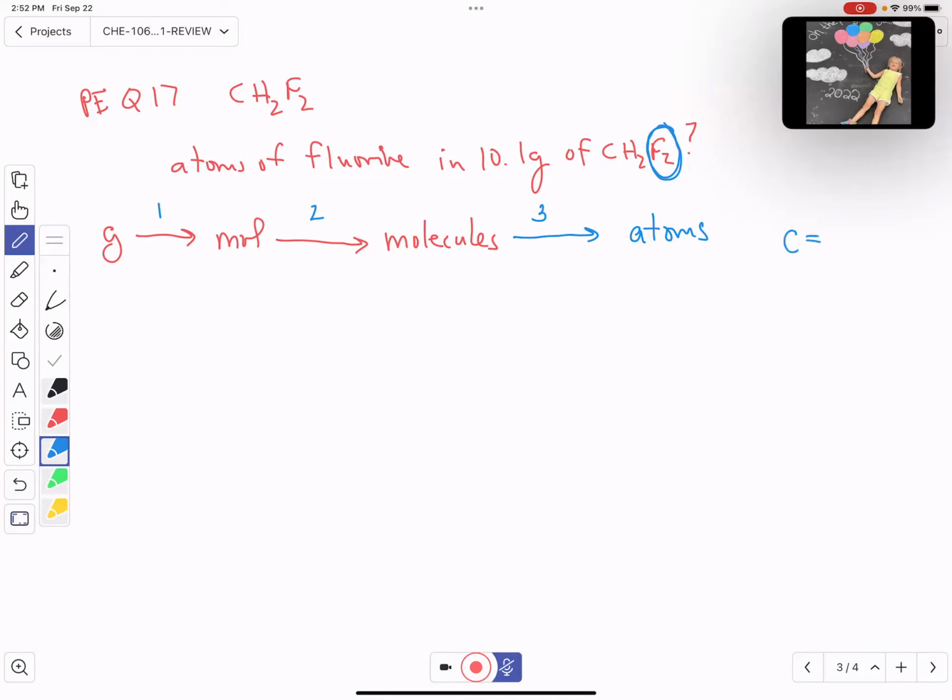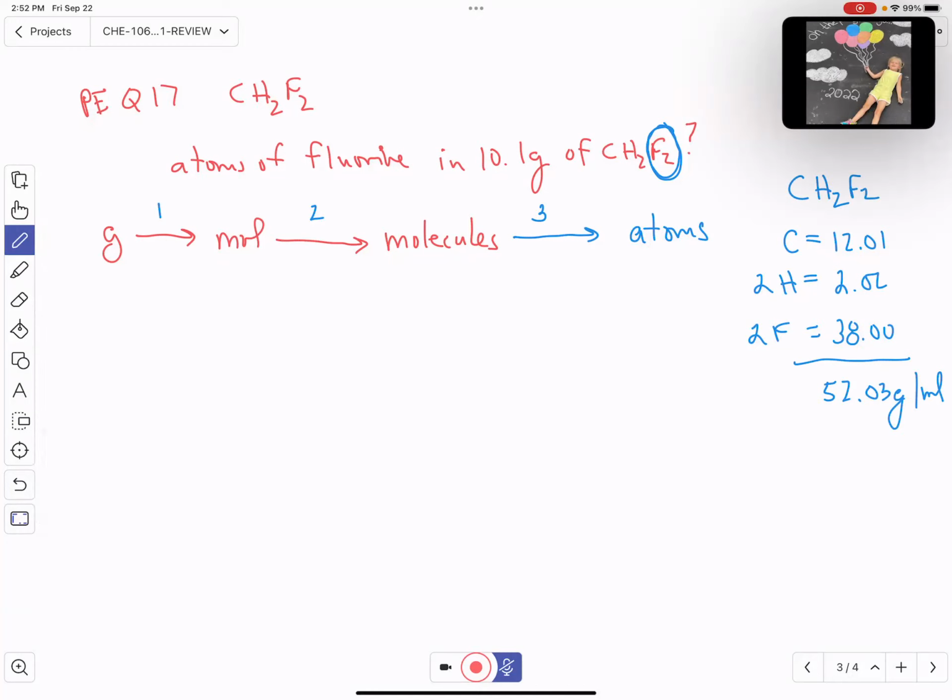For the molar mass, carbon is 12.01. I've got 2 hydrogens at 1.01 each, so that's 2.02. And then I've got 2 fluorines at 19 AMU each, so 38 plus 2 is 40. All right, so 52.03 grams per mole is the molar mass of CH2F2. We need that for step 1 because step 1 is going grams to moles.